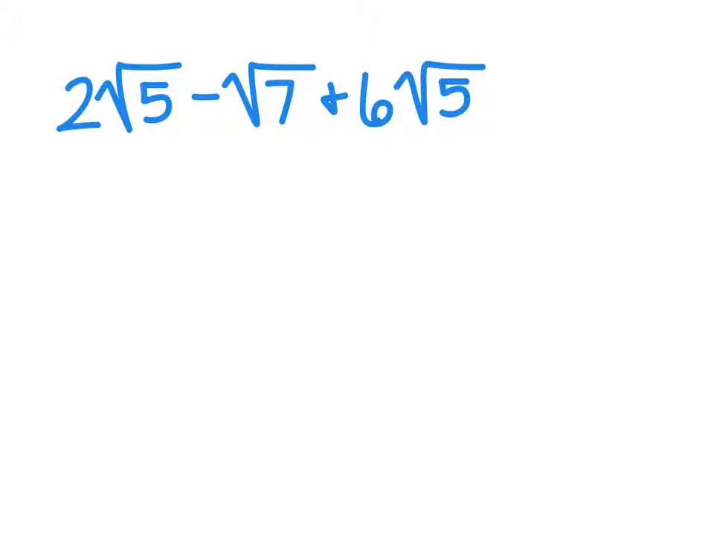Now we're going to try adding and subtracting radical expressions. This first expression is 2 times the square root of 5 minus the square root of 7 plus 6 times the square root of 5. The first thing we'll do is use the commutative property. Remember, that means that it doesn't matter in which order we add and subtract. We should get the same results. So we can rearrange this to put our square roots of 5 together so that we have like terms together.